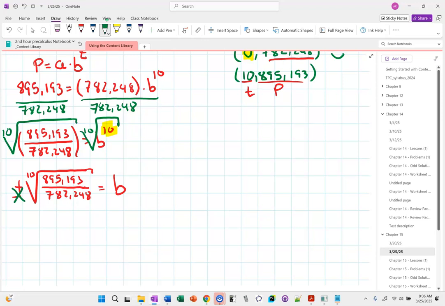And now I can just compute this decimal on my calculator, but I'm not actually going to compute the decimal. I'm going to use the whole number here.